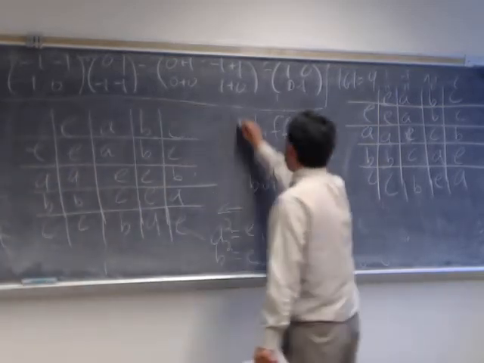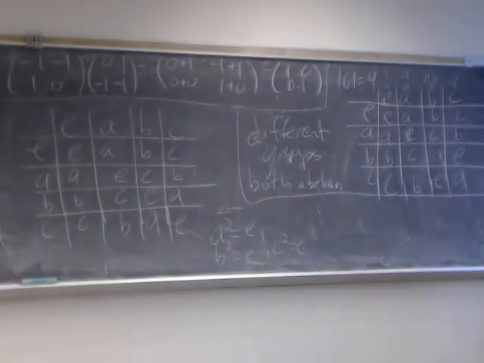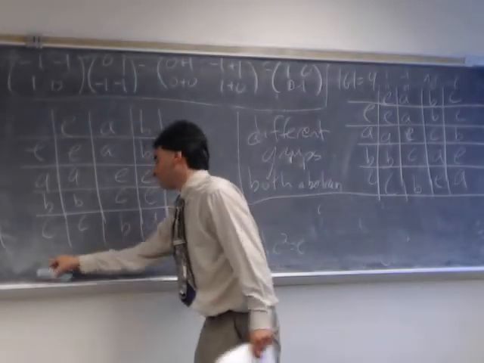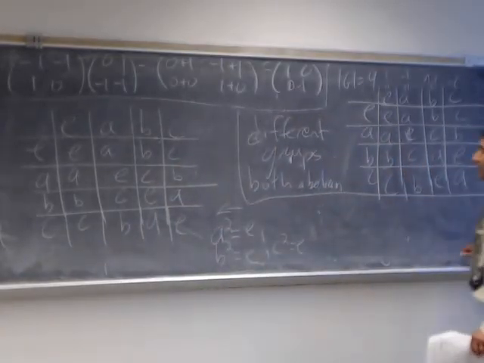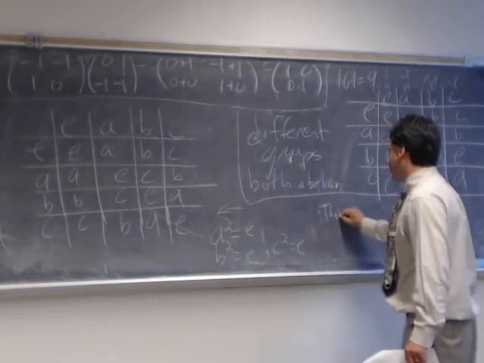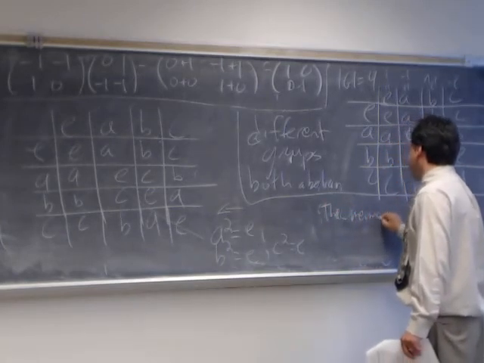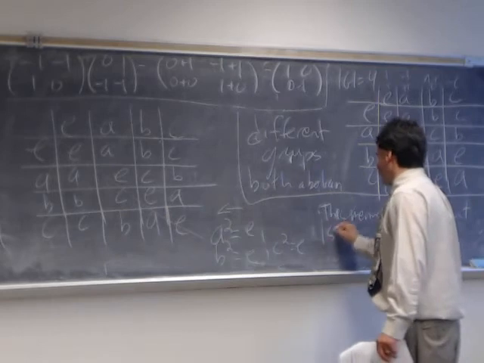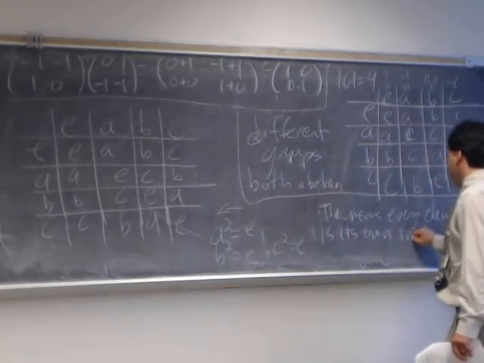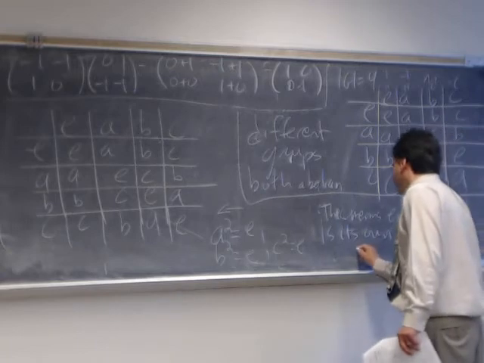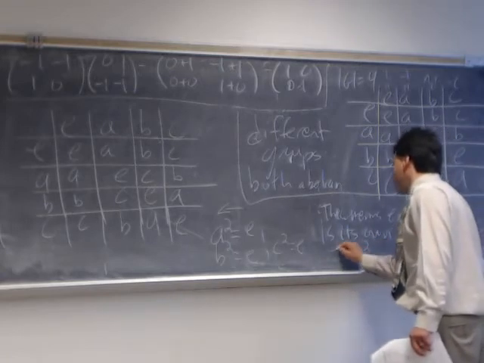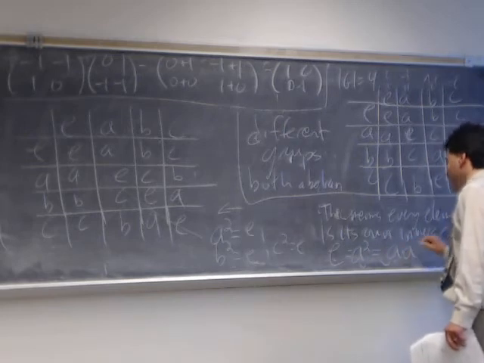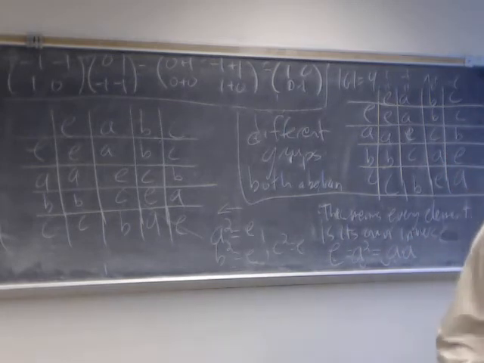So this group is defined by the property of a squared equals e. I think what that really means is that every element is its own inverse. Right? Because if a squared is equal to e, but a squared is a times a. So if you multiply, what do you have to multiply a by to get back to the identity? Just a.